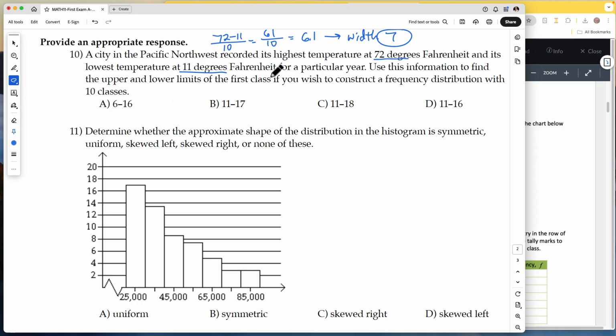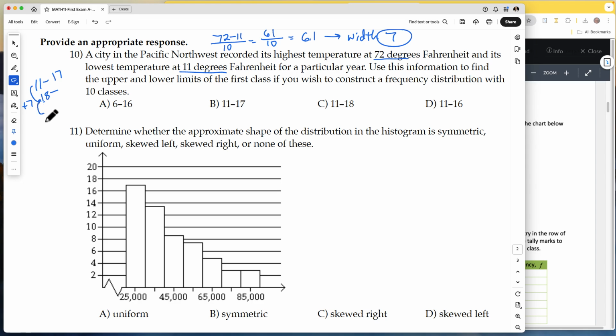We start with the lowest number, which is 11 degrees, and we add the 7 to it to get to the bottom of the next class. So 11 plus 7 is 18. To get the top of the bottom class, we subtract 1, because you can't overlap. This has to be 17 for the first one.